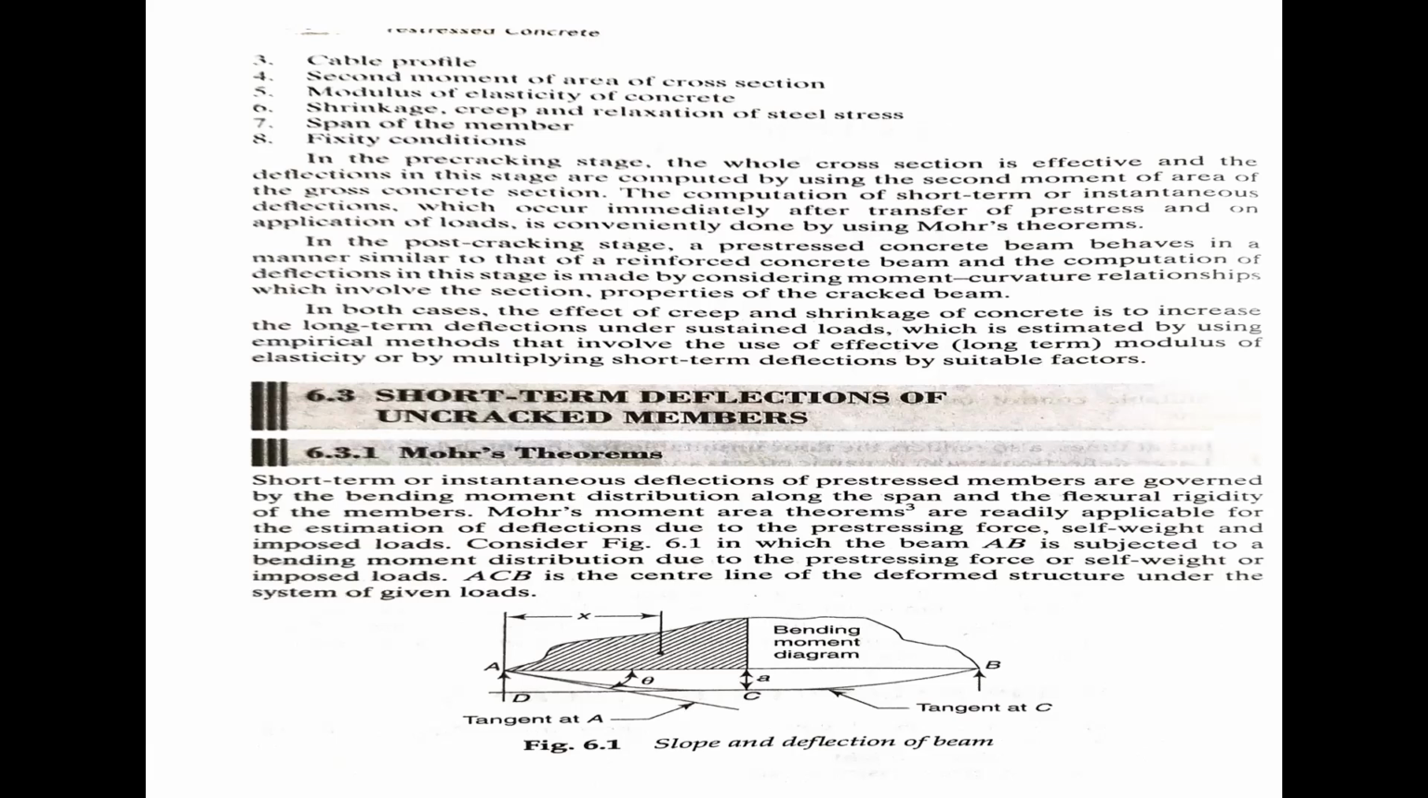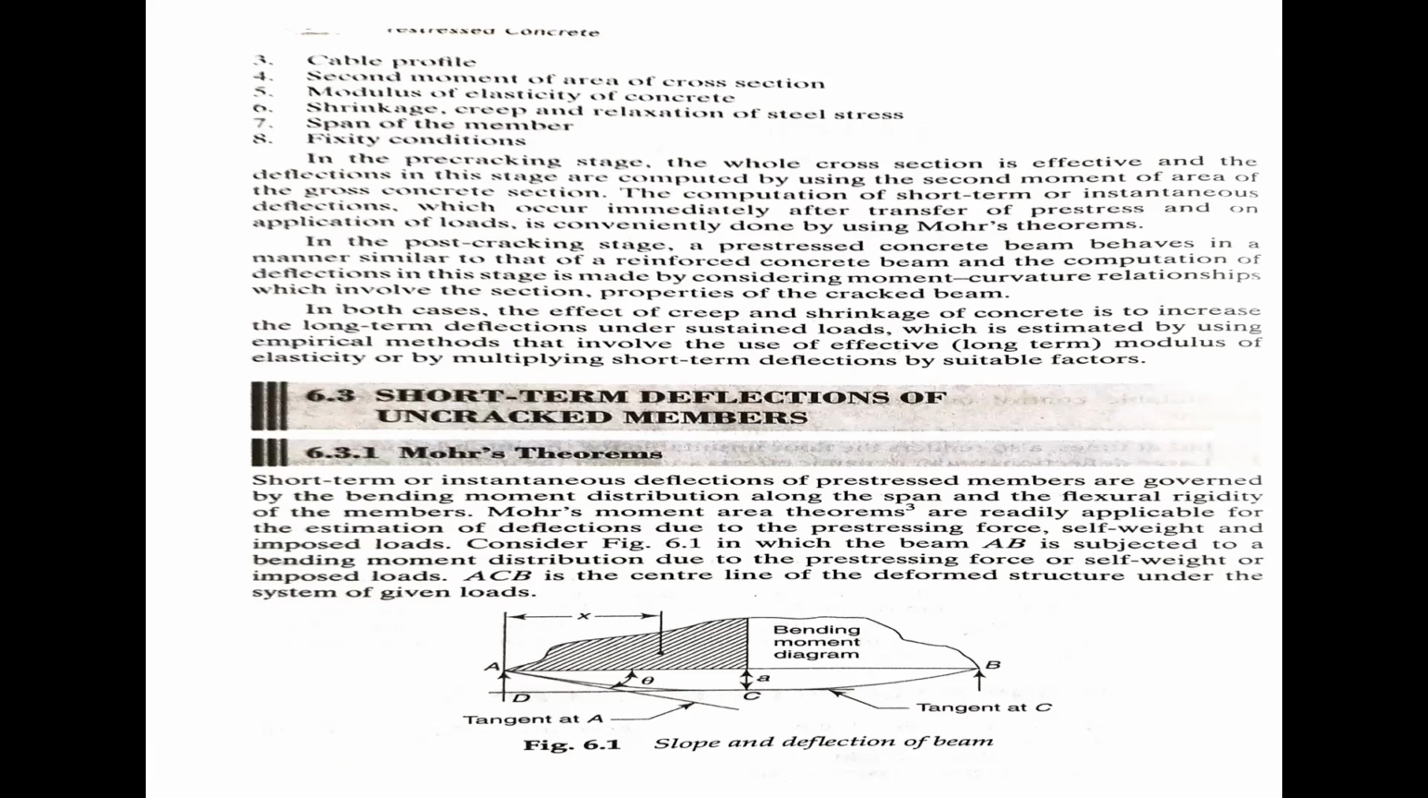And the shrinkage, creep, and relaxation of steel. We already explained these 3 factors in the last class. These 3 parameters are also factors influencing deflection. And the span of the member is very important. You have to maintain the standard span. If the span increases, deflection also increases. Okay, fixity conditions.